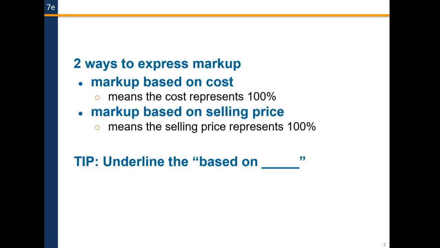There are two ways to express markup: markup based on cost, so the cost represents 100%, or markup based on selling price, which means the selling price represents 100%. A tip here is that when you've got a problem that you're working on, underline the part that says based on, and then underline the next words, because that denotes which element represents the 100%.